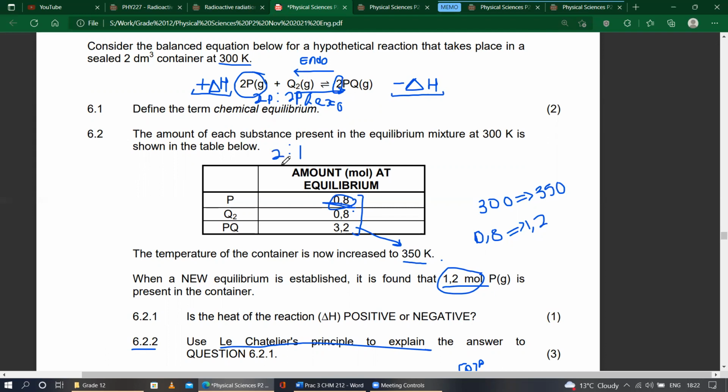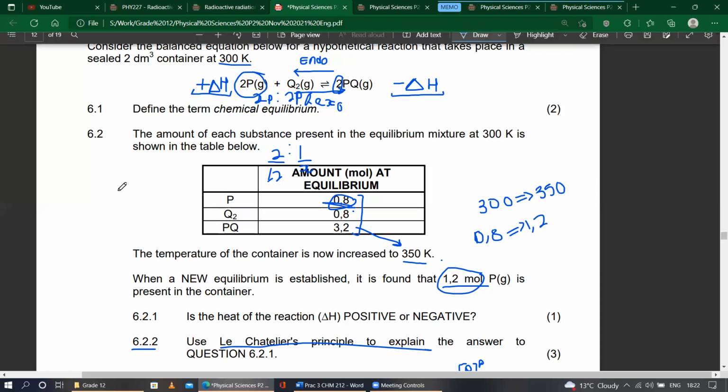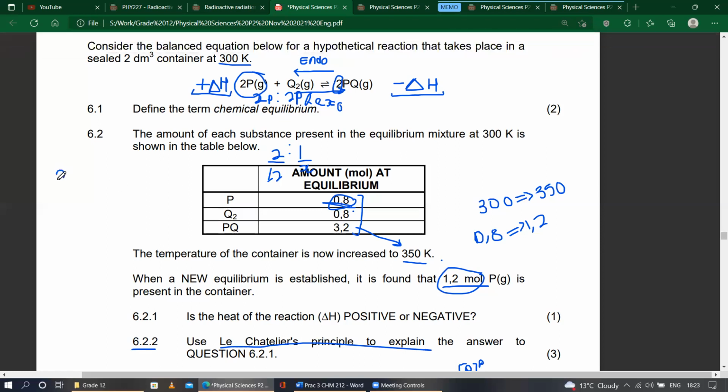So Q is gonna increase. So this is gonna be 2 over 1.2 divided by 1 over X. Then we're gonna find this X, which is gonna be the number of moles of Q at the new equilibrium. So let me just write that to the side. It's gonna be 2X is equal to, when you cross multiply this, 1.2. You understand so far? Yes, sir. Okay.